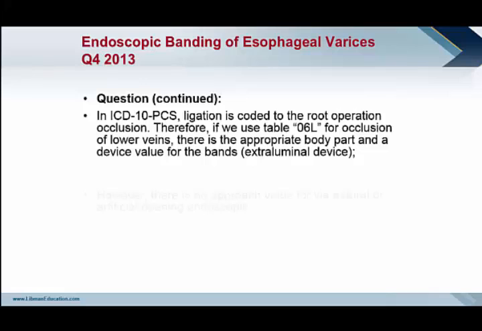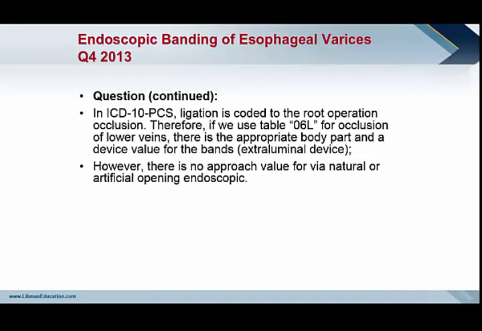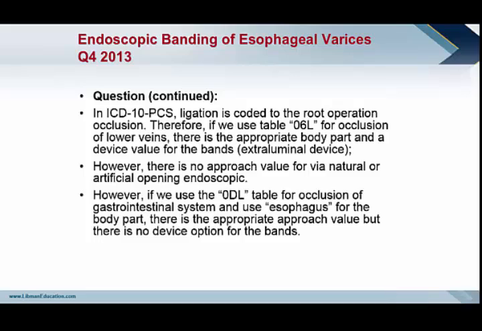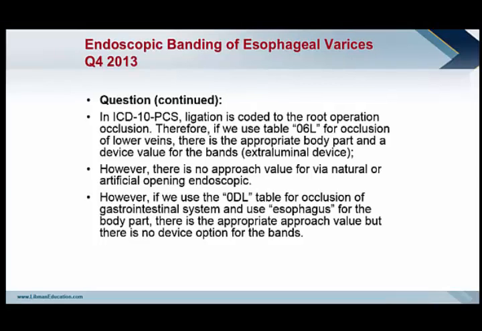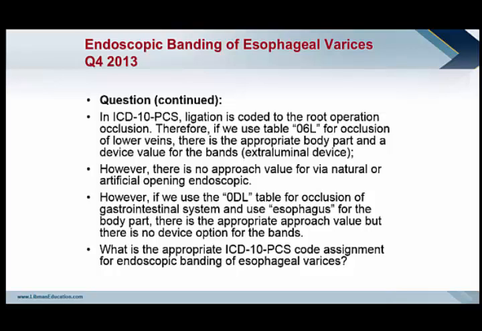However, there are 2 problems with this supposition made by the questioner. First, there's no approach value for via natural or artificial opening endoscopic. However, if we use 0DL, the table for occlusion of the gastrointestinal system, and use esophagus for the body part, there is the appropriate approach value, but there is no device option. So here's the real question. What is the appropriate ICD-10 PCS code assignment for endoscopic banding of esophageal varices, given the problems posed by the person presenting the question?